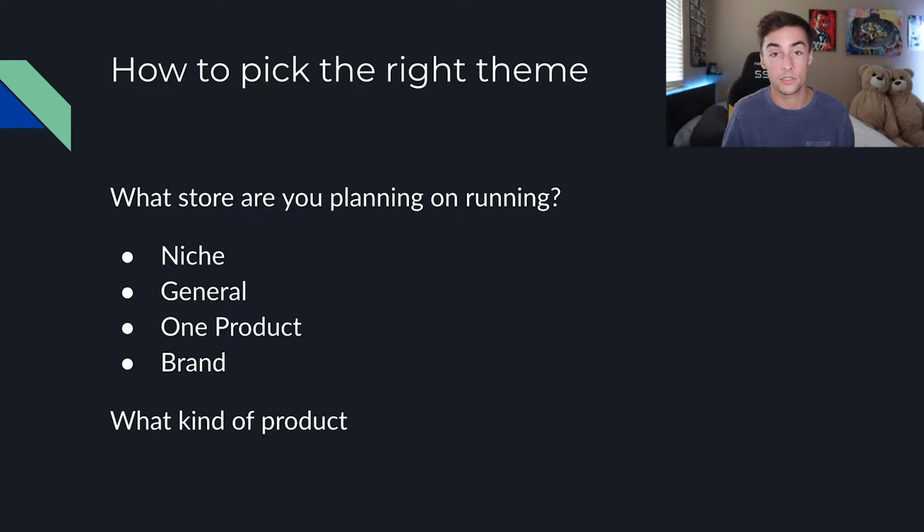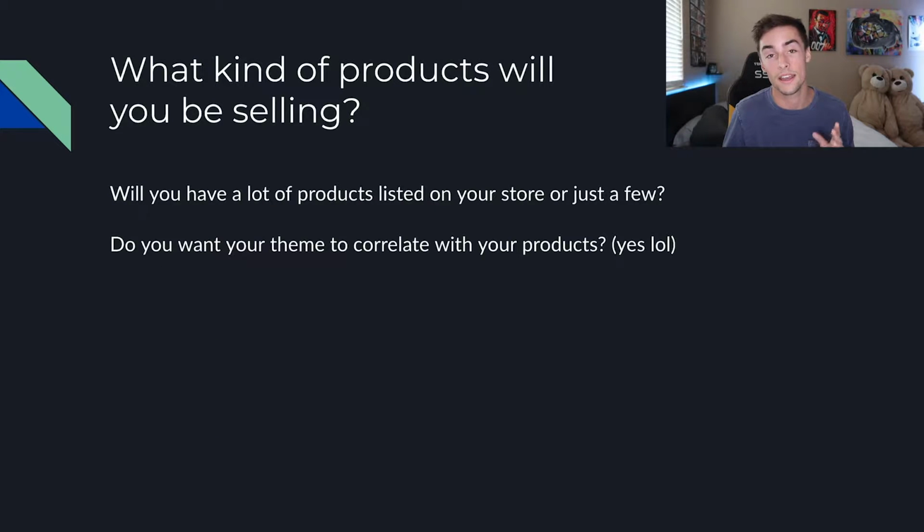So once we figure out what kind of store we want to create, then we can go into choosing what kind of themes we want. But before we do that, we need to figure out one thing, and that is what kind of products do we want to sell. This kind of ties into what kind of store you have. If you have a general store, then you want to sell every kind of product. If you have a niche store, you want to sell a certain kind of product. If you have a one product store, you want to sell one product.